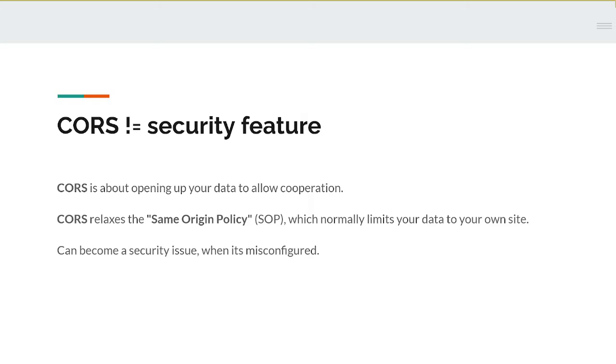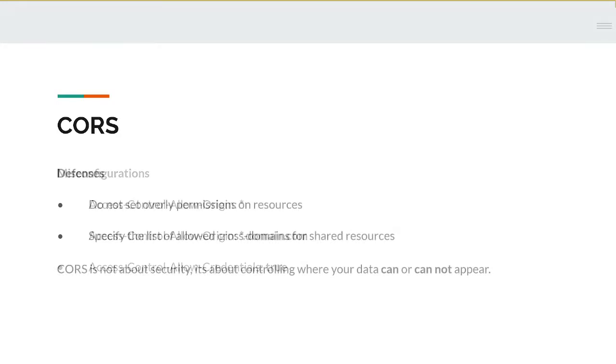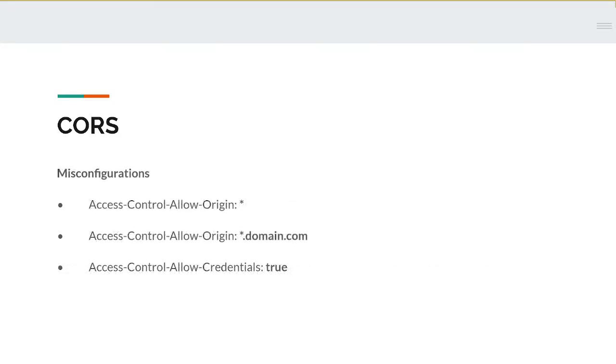And it can be a security issue when it's misconfigured. We'll see in the next slide a few examples of a misconfiguration. So you see here, all three examples here are misconfigurations. In the first example, of course, we are allowing pretty much everything, right?